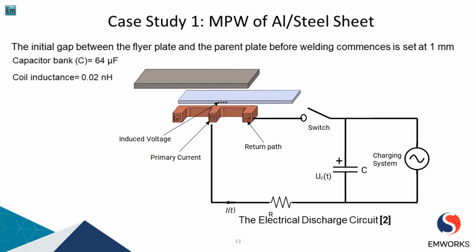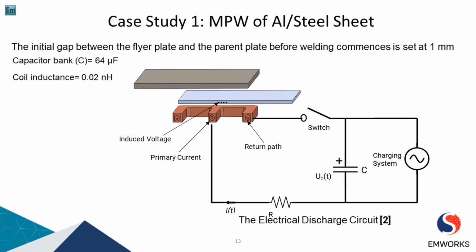What we have done here is the initial air gap between the flyer plate, which you can see over here, and the parent plate is crucial for the collision and subsequent welding, so it was meticulously set to 1 millimeter. Additionally, the capacitor bank was configured with a capacity of 64 microfarad, which provides the necessary energy for the welding process. And the coil, which you can see over here, has a coil inductance of around 0.02 nanohenry, and this also plays a pivotal role in shaping the discharge and the magnetic field generation through this coil.